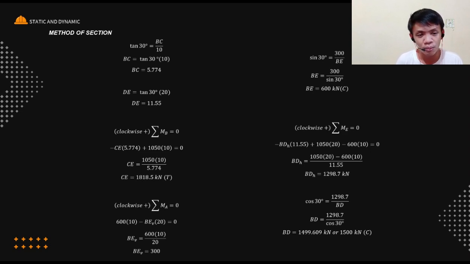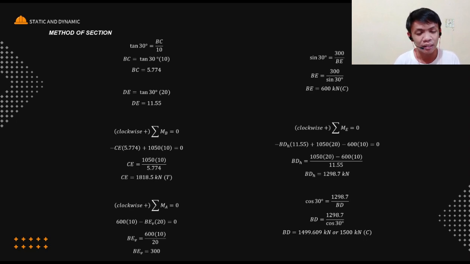So, para makuha natin yung BE, gagamitin natin yung angle na 30 degrees, which is para makuha natin, sin 30 degrees is equals to 300 over BE. I-isolate natin yung BE, which is makukuha natin is 300 over sin 30 degrees. So, yung BE is equals to 600 kilonewton, which is compression. So, kung ika-countercheck ulit natin to dun sa method of joints, same tayo ng nakuha.